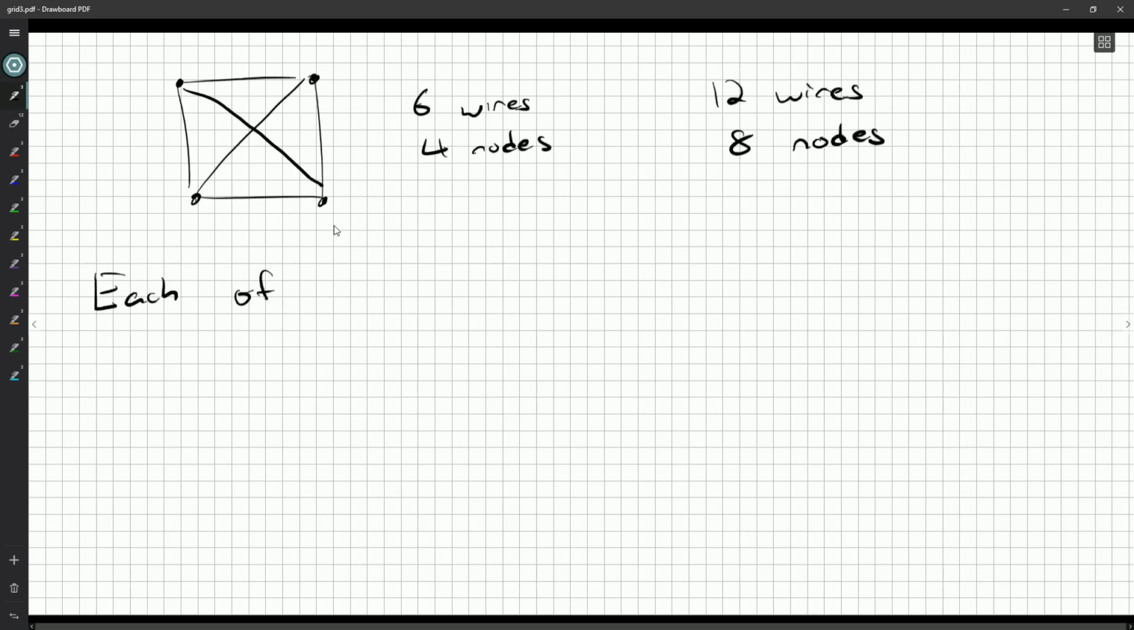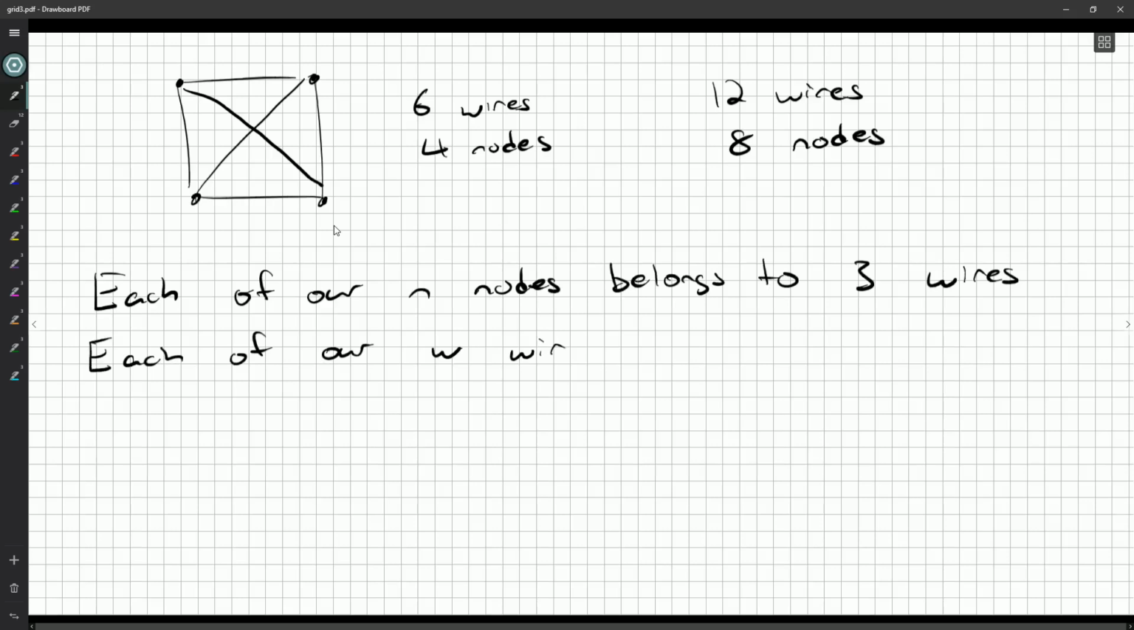each of our N nodes belongs to 3 wires. Each of our W wires has 2 nodes. So, what could we say here? 2 times W gives me an estimate for the number of nodes.